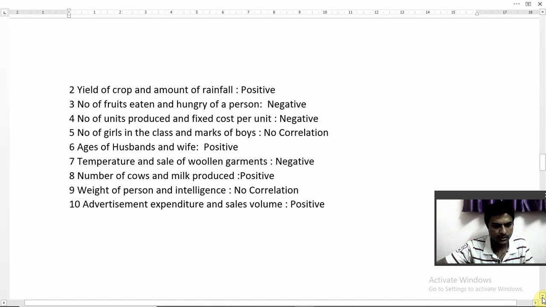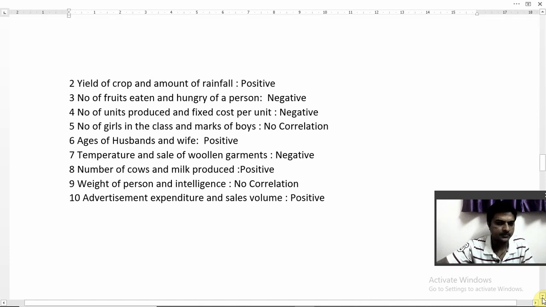Temperature and sale of woolen garments: yes, it is negative, because as temperature increases, sale of woolen garments decreases. So they are opposite to each other. If the temperature decreases, like 10 degrees, then 5 degrees, you feel cold, so you buy garments. Woolen garments like sweaters, you buy more, so they are opposite to each other.